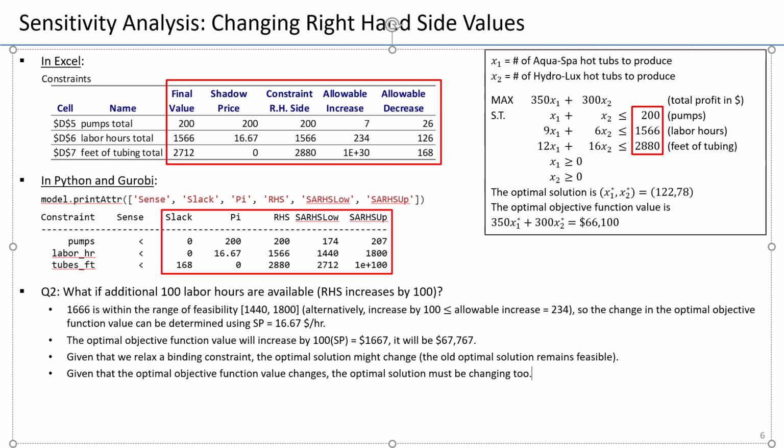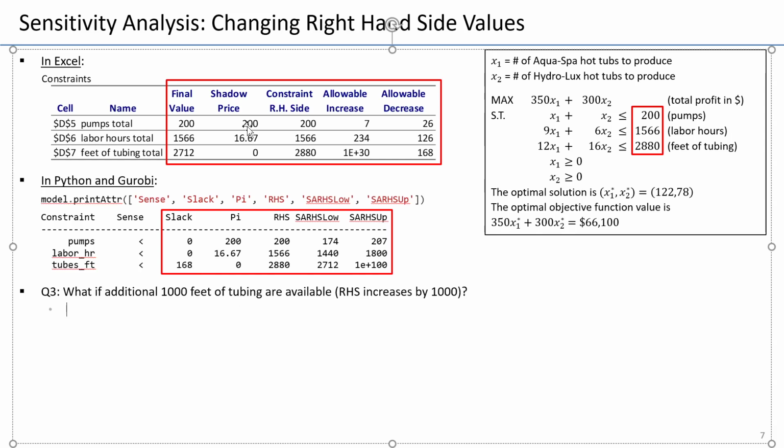So here were the two examples of changing the right-hand sides when we're staying within the allowable increase or decrease, or within the range of feasibility. I want to show you one more example when the shadow price is 0. So we're going to consider the third constraint now.